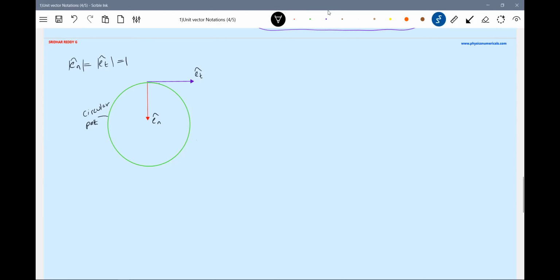Suppose there is a curvilinear path, and a particle moves like this. Then here it will have one vector. I'll take a contrasting color. This is the curvilinear path. Here we can define one vector, e theta, along the path, and another perpendicular to the path, e normal. So they are also unit vectors. Again, what is the magnitude of that? Okay, got this idea now?